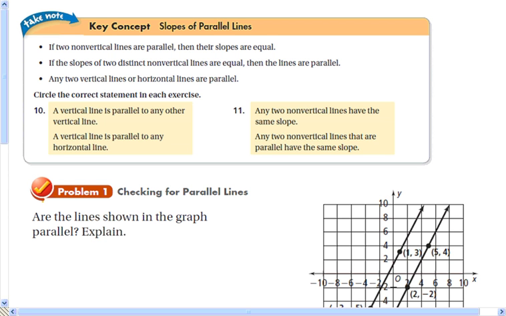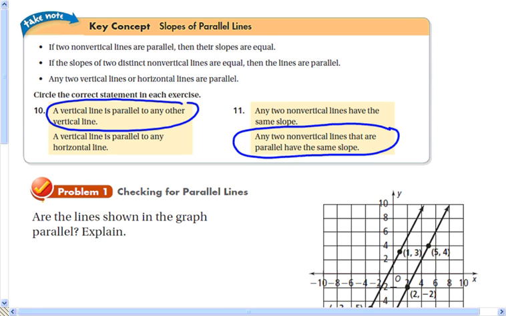All right, key concepts, slopes of parallel lines. If two non-vertical lines are parallel, then their slopes are equal. If the slopes of two distinct non-vertical lines are equal, then the lines are parallel. Any two vertical lines or horizontal lines are parallel. So we're going to circle the correct statement here. A vertical line is parallel to any vertical line. That's correct. And any two non-vertical lines that are parallel have the same slope.